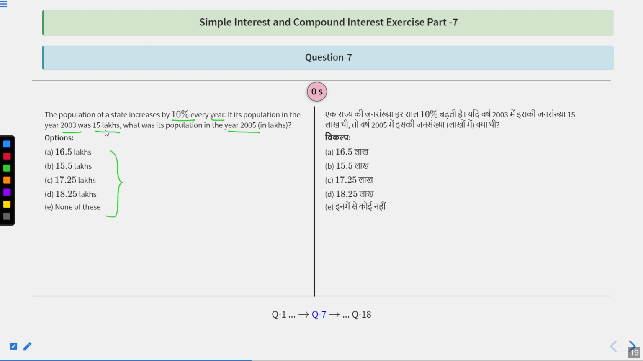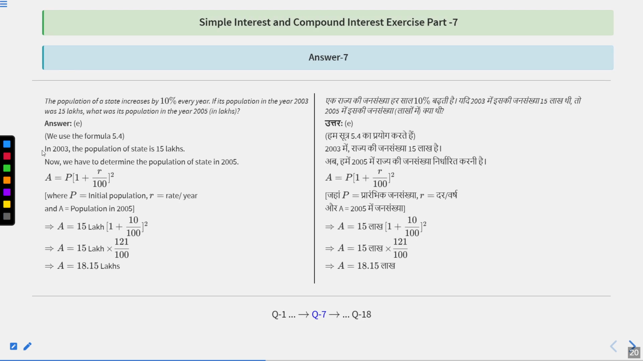Now time's up. Let's see the solution. Now we know the population in 2003, which is 15 lakh. It is given in the question. And the question asks, what will be the population in 2005?